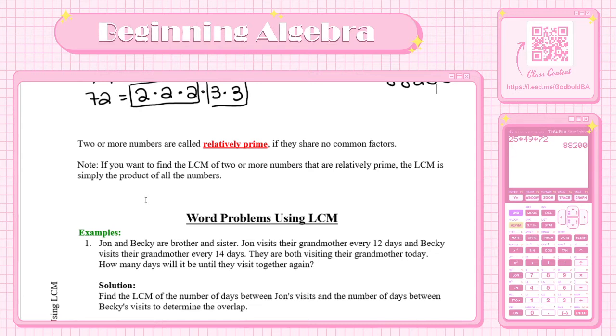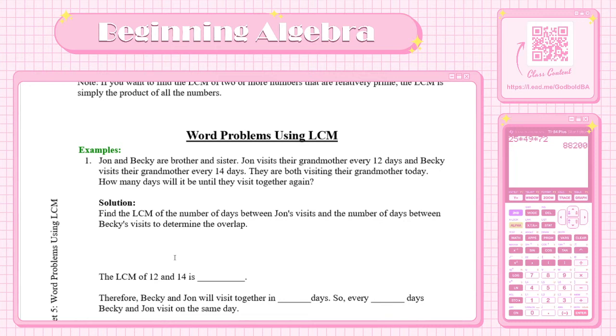Now she could go on her calendar and mark every 12 days for John and mark every 14 days for Becky. And she probably was doing that anyways, right? And then just see where they overlap. She could do that. But she could also find it more quickly by doing this. So let's figure it out. First thing we want to do is find the least common multiple of 12 and 14.